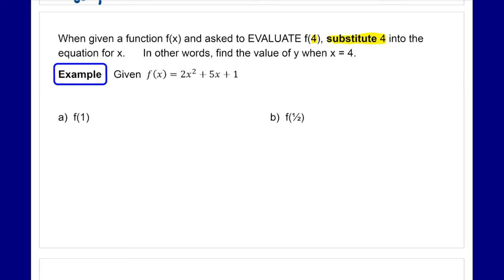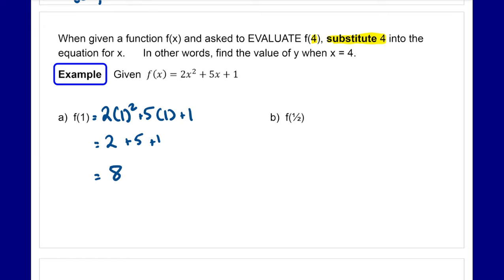So I have my given function. I have f at x equals 1. So here what I'm going to do, I'm going to show the substitution. So 2 times 1 squared plus 5 times 1 plus 1. We get 2 plus 5 plus 1. This gives us a value of 8. So f at 1 is equal to 8.